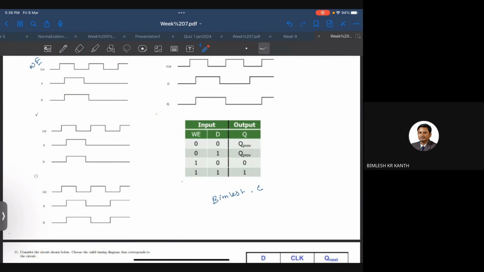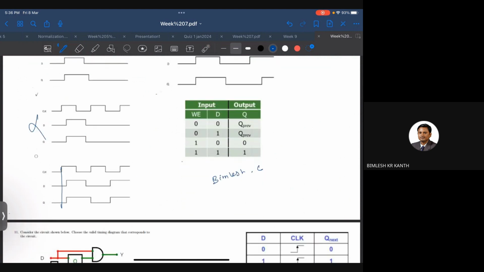Here, up to that is correct now. Let's see here. W equal to 1 and this is equal to 1. What will happen? This time it will be 1, right? Up to that is correct. Yes. Now, let's see. 0, up to that is also correct. Q previous is also correct. Okay, now 0, 0 is Q previous. It's not happening. This will be wrong. Okay, now this option.